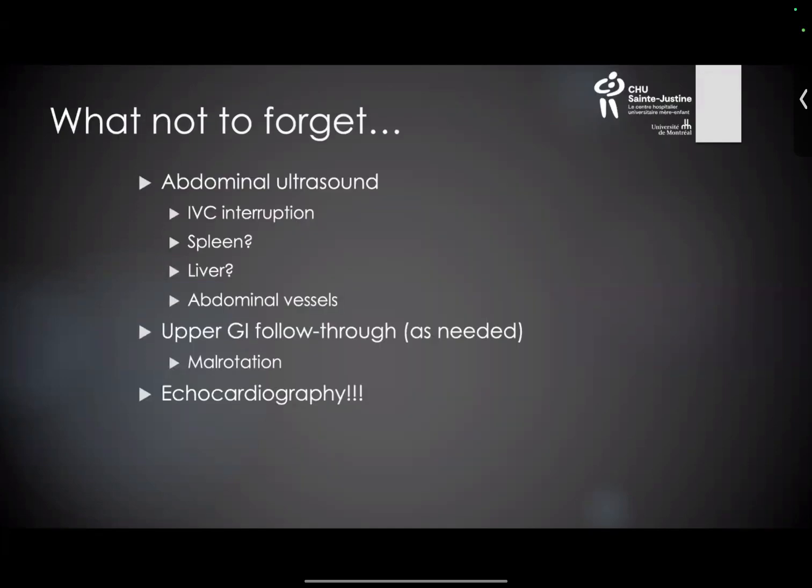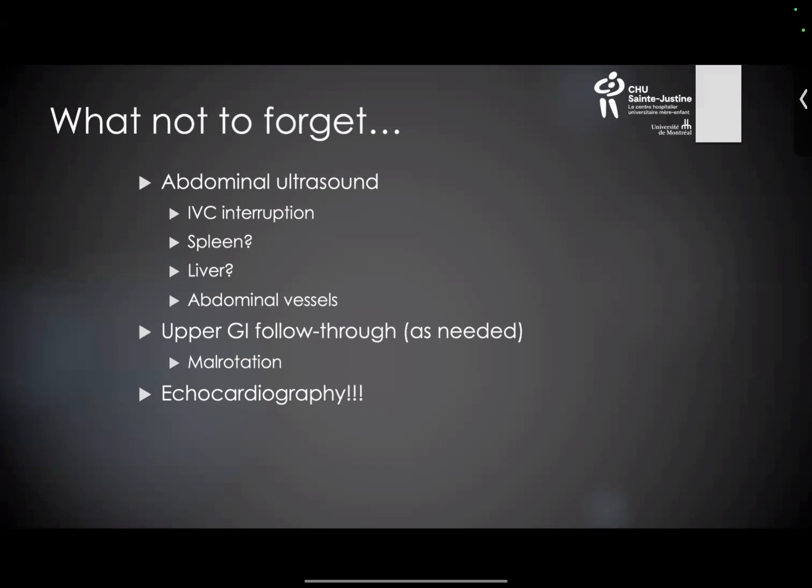Okay, so if you have a suspicion of ambiguous situs, what do you do next? You do the ultrasound. You have to do an abdominal ultrasound to see, is there an IVC? Because it is associated with IVC interruption. Is there a spleen? On which side? How many spleens do you have?